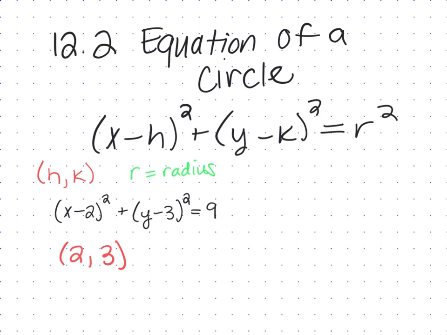And so what would the length of the radius be? No. R squared would be equal to 9 in this case. So that means the radius would be 3.